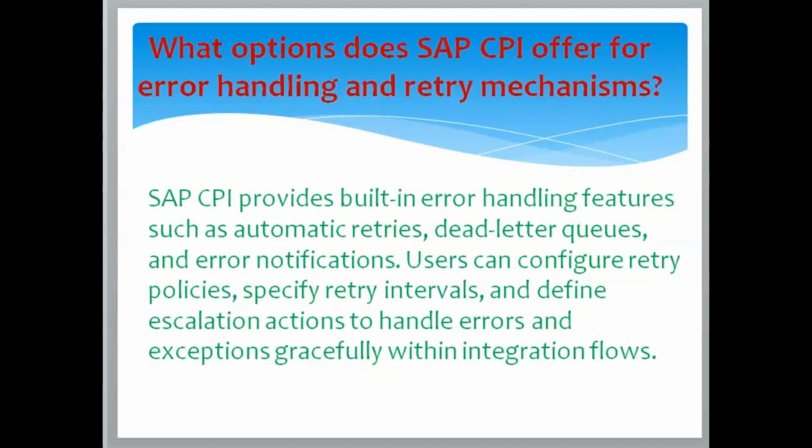What options does SAP CPI offer for error handling and retry mechanisms? Answer: SAP CPI provides built-in error handling features such as automatic retries, dead letter queues, and error notifications. Users can configure retry policies, specify retry intervals, and define escalation actions to handle errors and exceptions gracefully within integration flows.